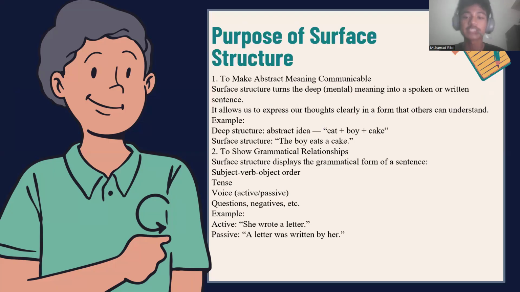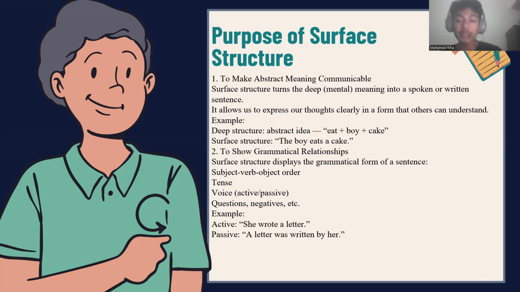Okay, the purpose of surface structure. One: to make abstract meaning communicable. Surface structure turns the deep mental meaning into a spoken or written sentence. It allows us to express our thoughts clearly in a form that others can understand. For example, deep structure, abstract idea: eat plus boy plus cake. Surface structure: the boy eats a cake.